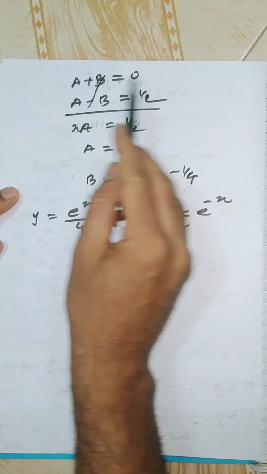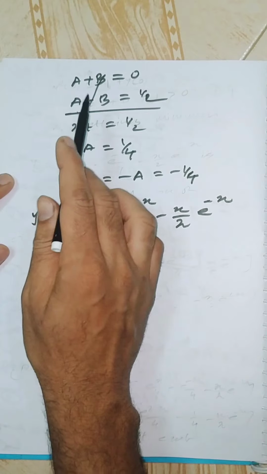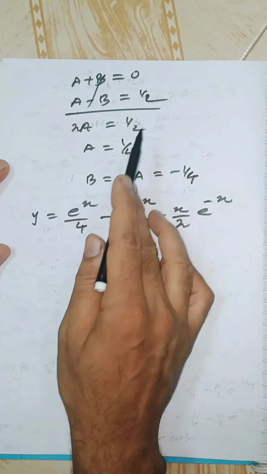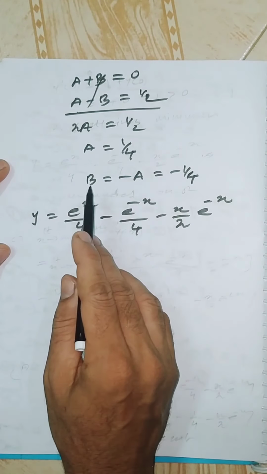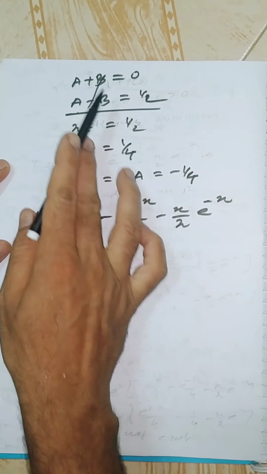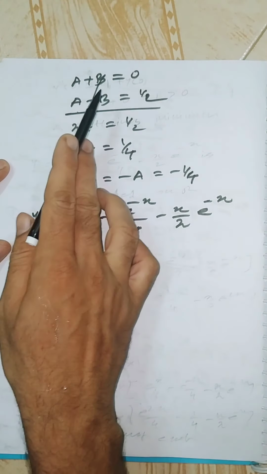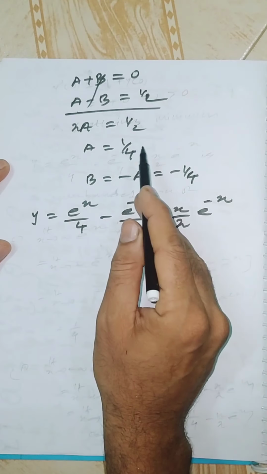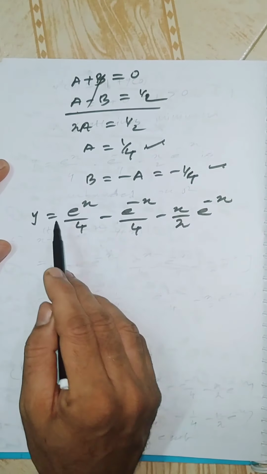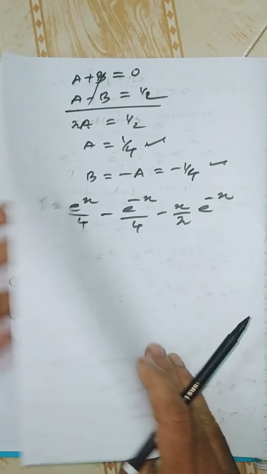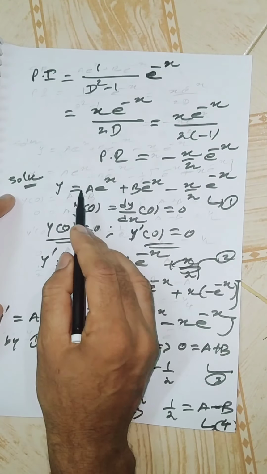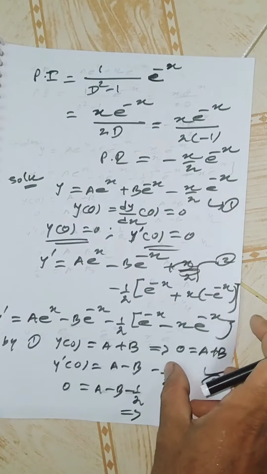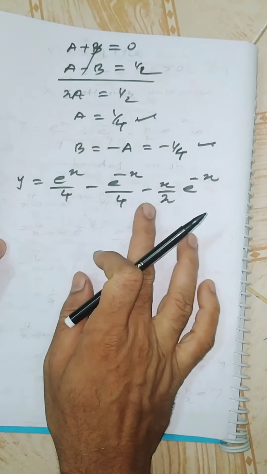After solving these two equations, we are getting 2A equal to 1 by 2. So A equal to 1 by 4. Now substitute into any equation and we get the B value. I take the first equation, B equal to minus A. So A value is 1 by 4, B value is minus 1 by 4. So I substitute the A, B values here. Is it right? So we are getting this one.